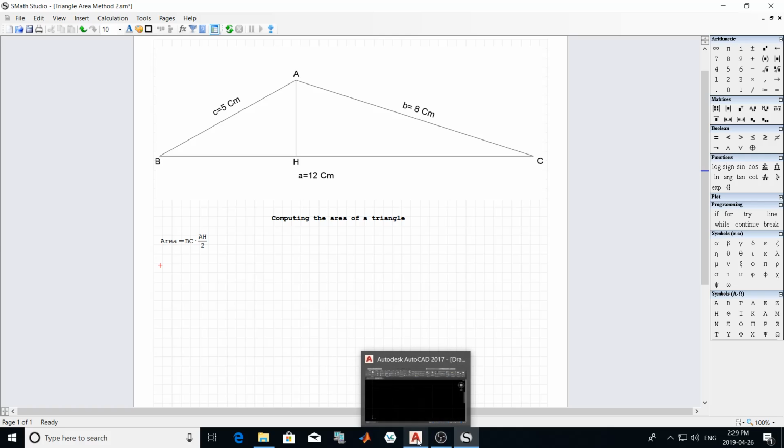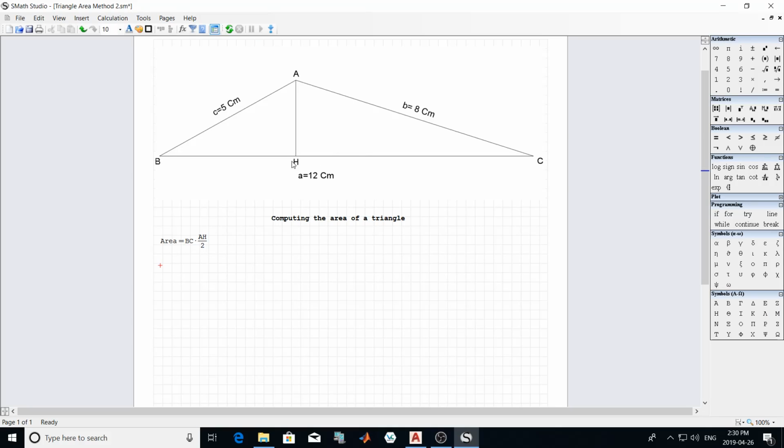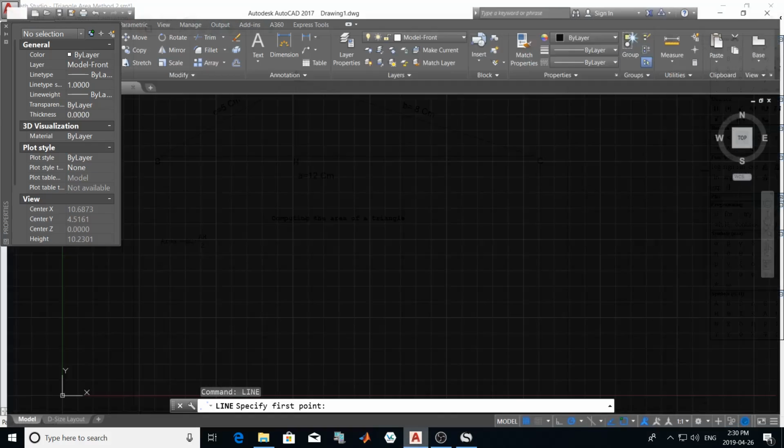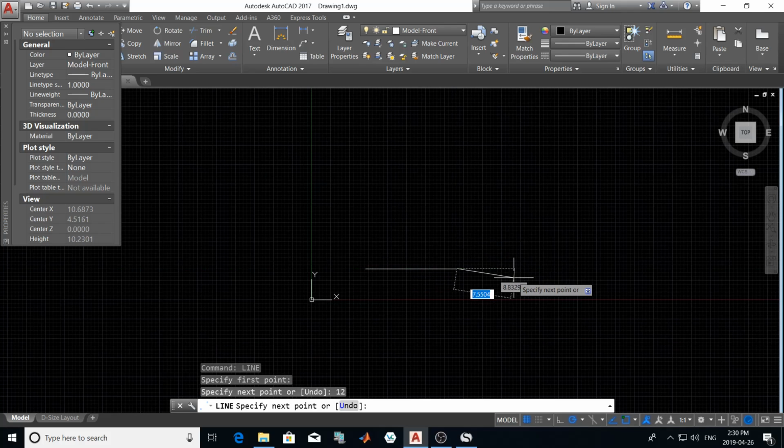Now, to do that, I'm going to use a drafting software. You could actually use a piece of paper and a pencil, and you would get the height and area but with less accuracy. Now, in order to draw a triangle with three sides, we could draw a line first, and the length of that line would be the length of basically this side, equals 12 centimeters. So we would draw a line horizontal, and the length would be 12 units, 12 centimeters.